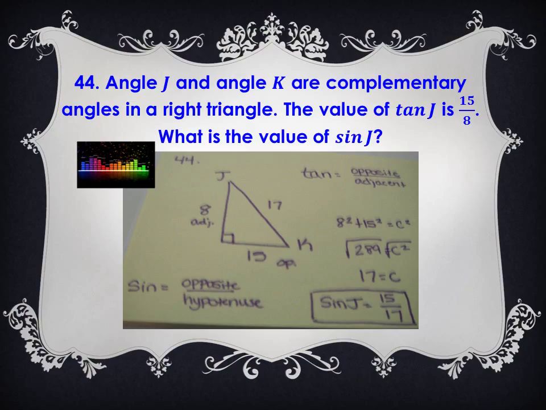Then we need to find sine of J, but sine uses opposite over hypotenuse. We are not given the hypotenuse of our right triangle, so this is what we need to find using the Pythagorean theorem. So we do 8 squared plus 15 squared equals c squared. 8 squared and 15 squared add together to get 289, and then you square root both sides to get 17 for your hypotenuse. So to find sine J, you take the opposite side of J, which is 15.